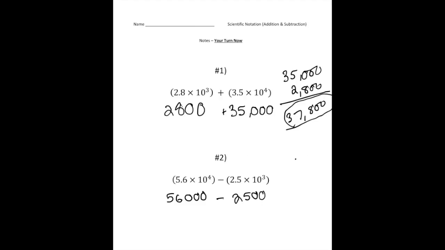And then when we do 56,000 take away 2,500, it's going to be 0, 0. You got to borrow, right? Make that a 5. Carry the 1. 5, 3, and a 5. So our answer is 53,500. All right. How'd you do?